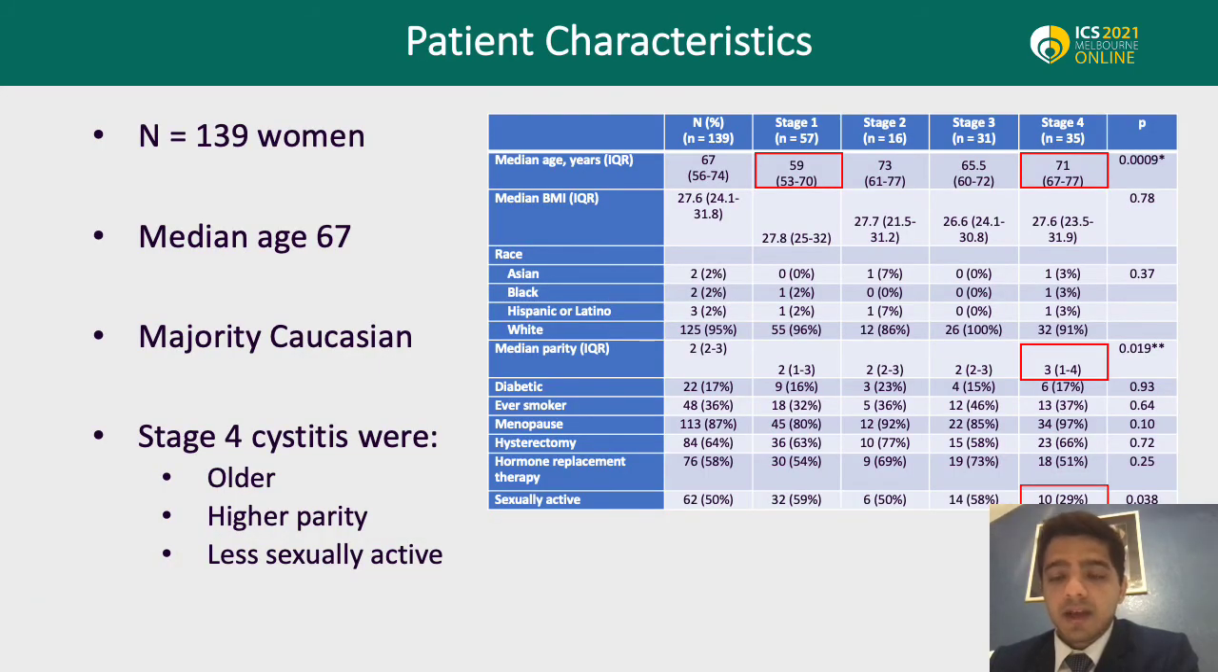In total, we had 139 women with a median age of 67, the majority being Caucasian. Stage 1 patients were significantly younger, and stage 4 patients were significantly older, had higher parity, 3 versus 2, and were less sexually active.